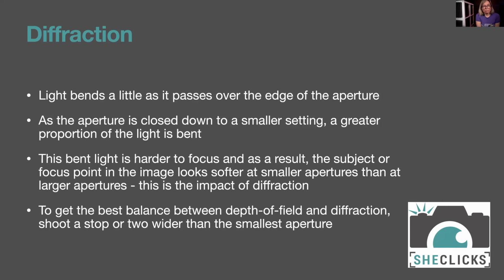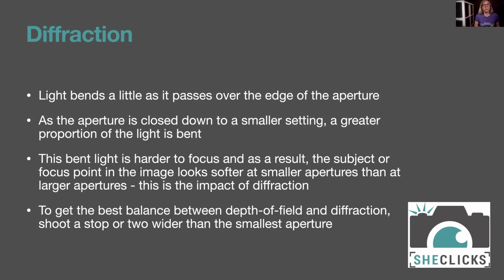So to get the best balance between depth of field and diffraction, it's usually a good idea not to use the smallest aperture that's available on your lens. For example, if your lens will close down to f32, then it's probably not the best choice because the image is likely to look a little bit softer than you might imagine. You will get lots of depth of field, it's just none of it is really, really sharp. So you might want to shoot at f22 or f16.